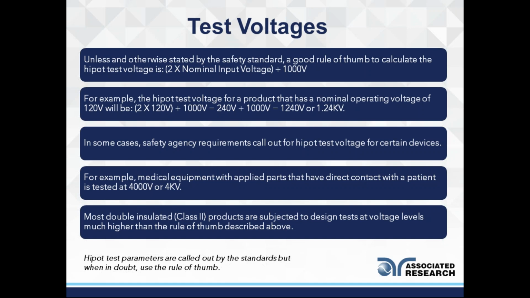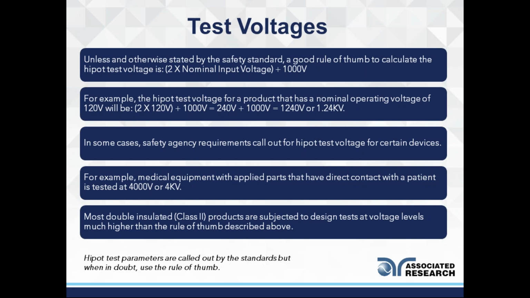Class 2 products don't incorporate a safety ground circuit, but they do have a reinforced insulation or double insulation barrier, which is basically the only barrier protecting the user from coming in contact with leakage current. So most double insulated Class 2 products are subjected to design tests at voltage levels much higher than the rule of thumb described above. And why is that?